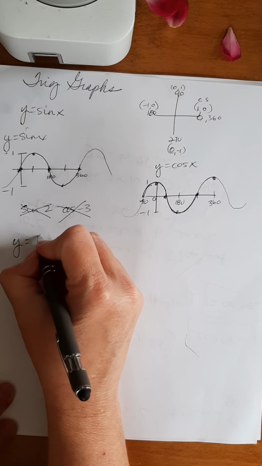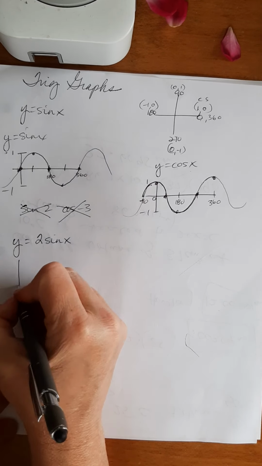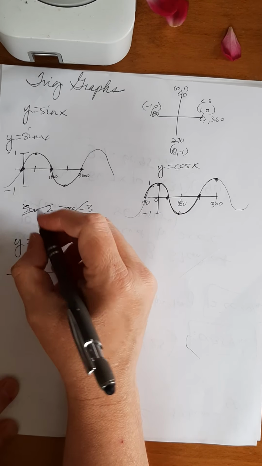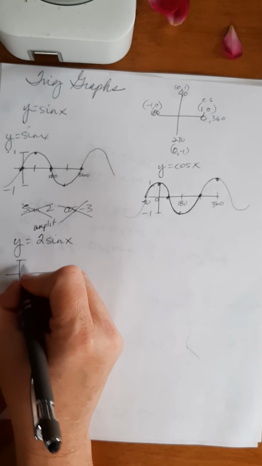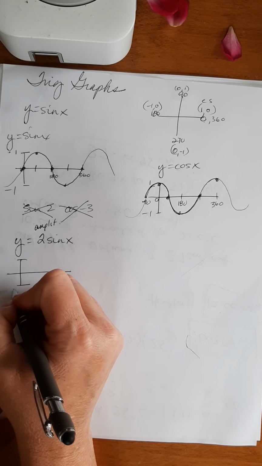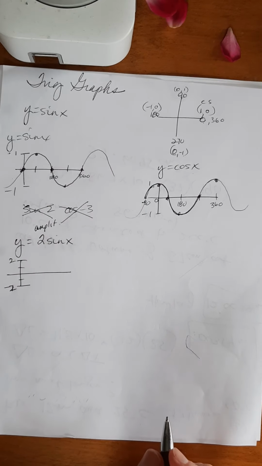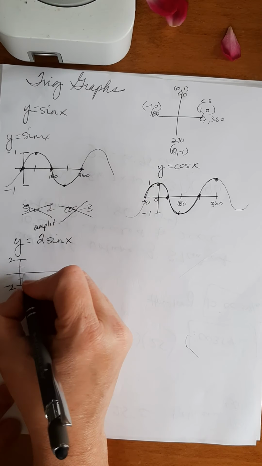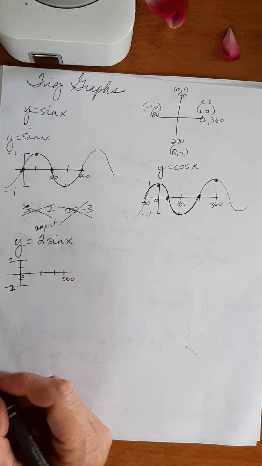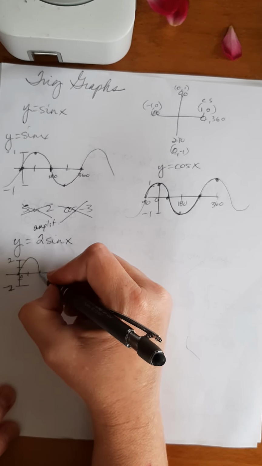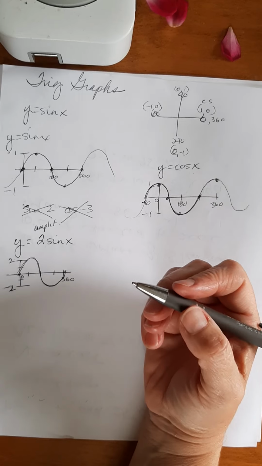Let's say if I had 2 times the sine of x. Well, what the 2 stands for is the amplitude or the height. So instead of going from 1 to negative 1, it's going to go from 2 to negative 2. Now, the good thing is there's nothing weird with the angles. So they're still going to stay 0 to 360. Nothing shifted. So it's still going to be the same. A hump above, a hump below. That's it.